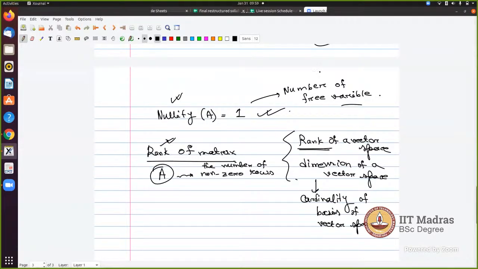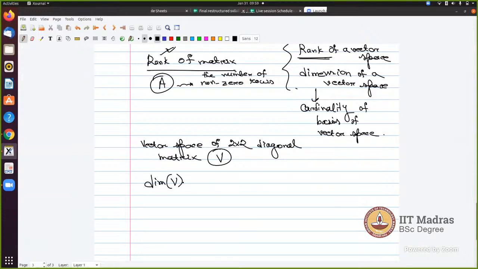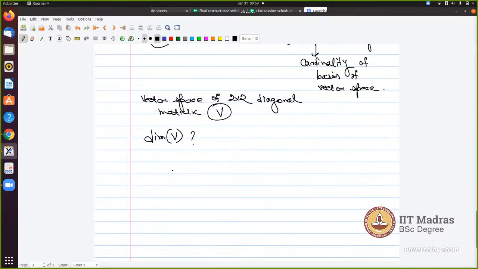Okay. So see, suppose I have this vector space of 2 cross 2 diagonal matrices. Suppose this is V. Now, what is the dimension of V? Can you tell me how the vector space will look, how a diagonal matrix can we write as a set?